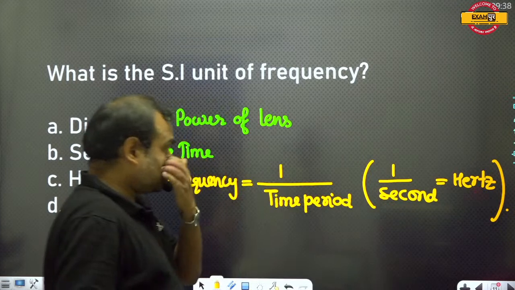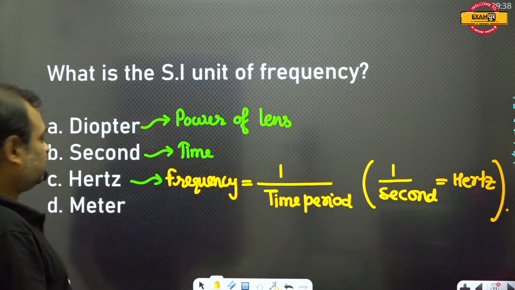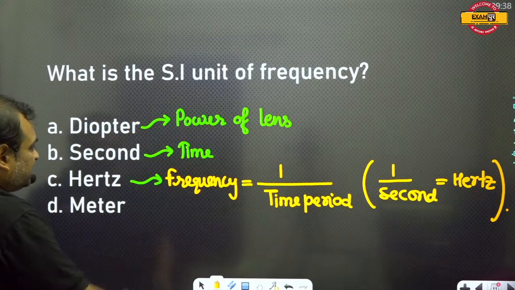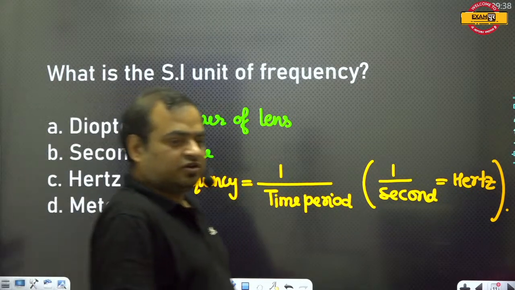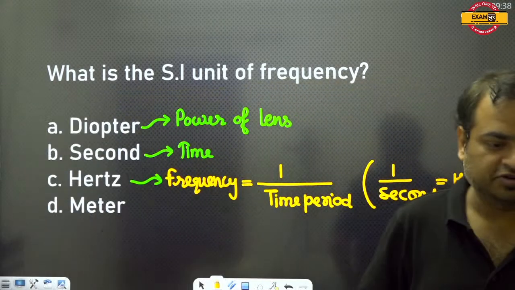One per second can also be known as hertz. Meter is the unit of length. Obviously, you know all that.